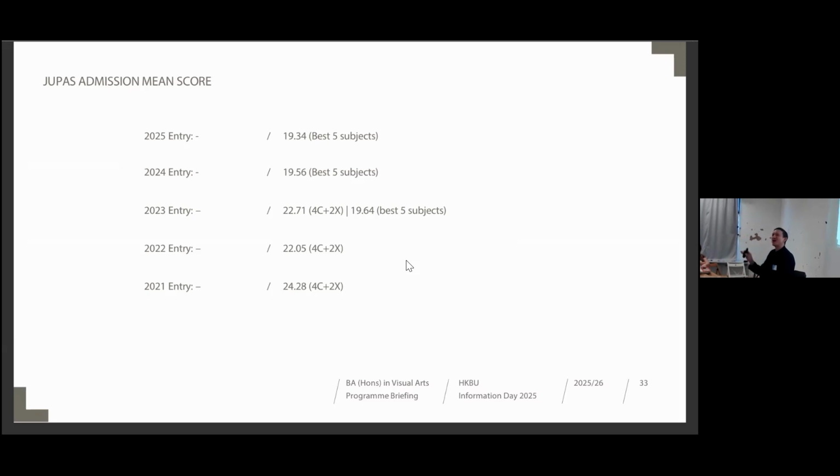Okay, I'm not going to point at anybody in this room, but it's just been shared that one of our year one students had a JUPAS mean score of 18 and is currently in our program. So they must have done really well in the interview. And I can attest that they're doing really well in the classes that I'm teaching. So things are going well so far for that student.